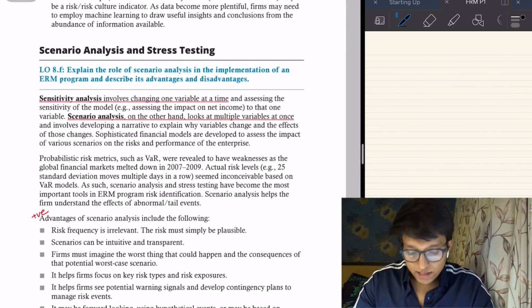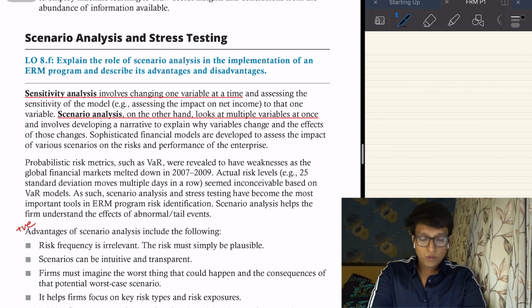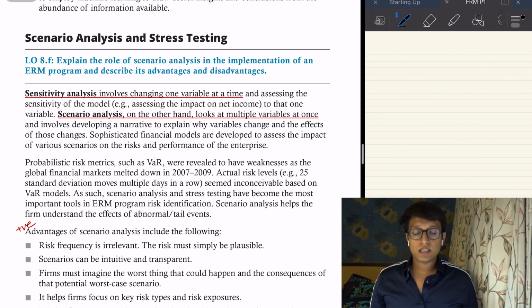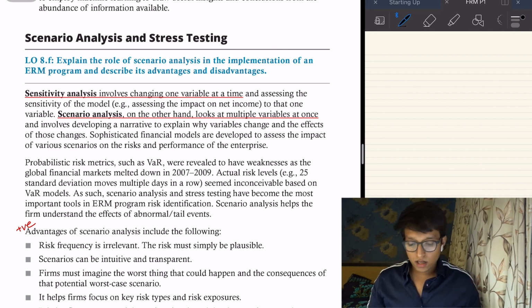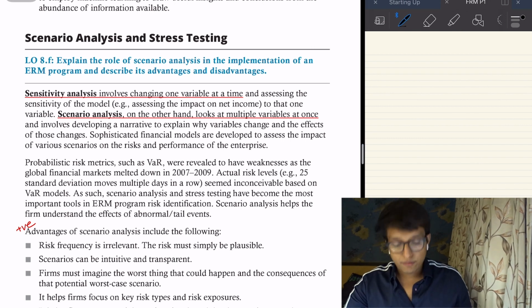Scenario analysis and stress testing. Again, we've done what they are, so I will not explain. Basically, you push variables to the extreme. In scenario analysis, you push all variables. In stress testing, you push variables one by one, and you understand the effect on the organization.